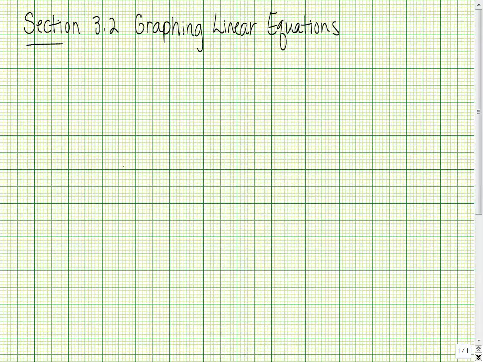Alright, today we're going to go over section 3.2. And this is on graphing linear equations. Now, whenever you look at an equation, the way that you tell it's linear, and by the way, what we mean by linear, you see the word line in linear? That means that your equation forms a straight line.